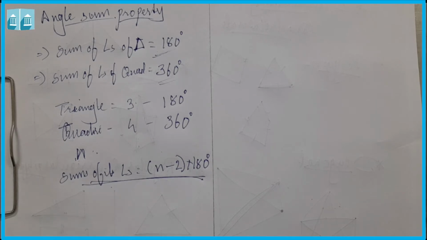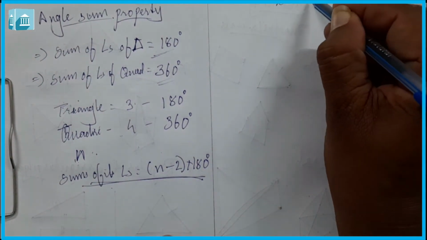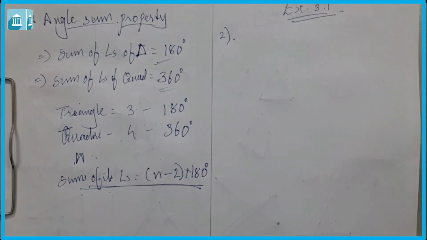Now let us come to exercise 3.1. In exercise 3.1, question number 1 has some figures given here, and you have to classify them into simple curve, simple closed curve, polygon, convex polygon, concave polygon. That you have to do by yourself. In the same way, let us see question number 2. Question number 1, as I told you, you have to do by yourself.